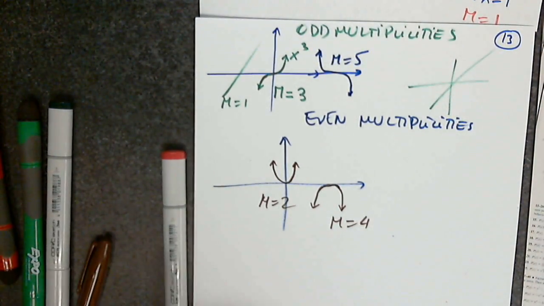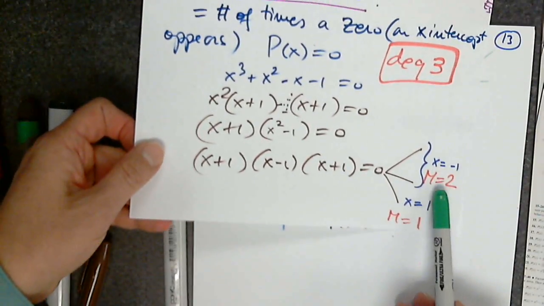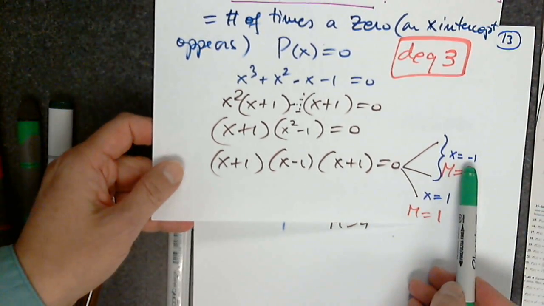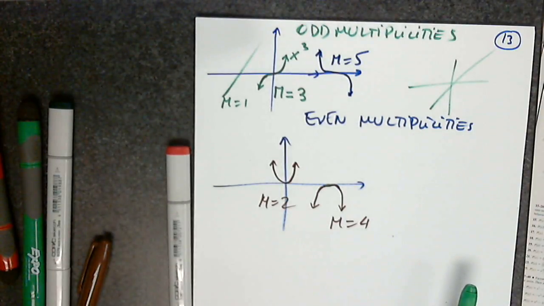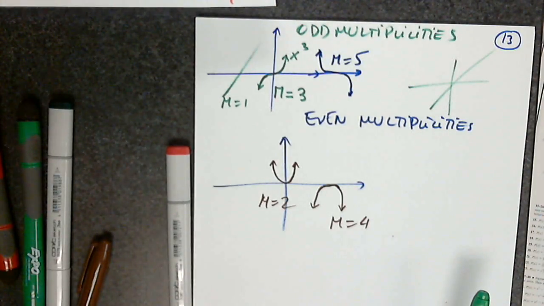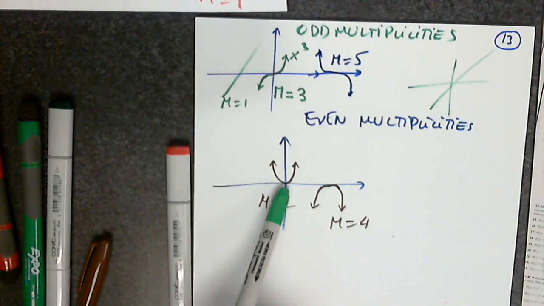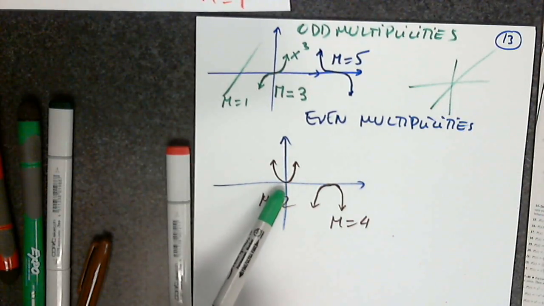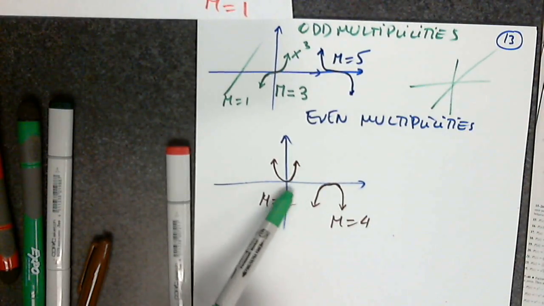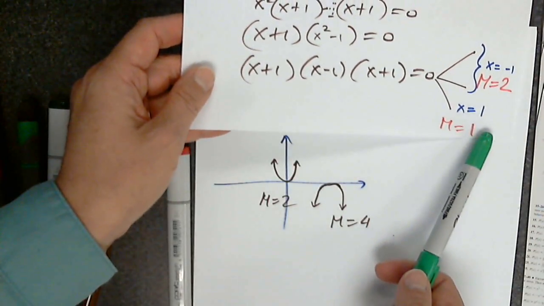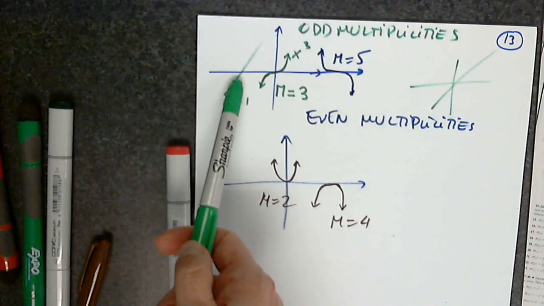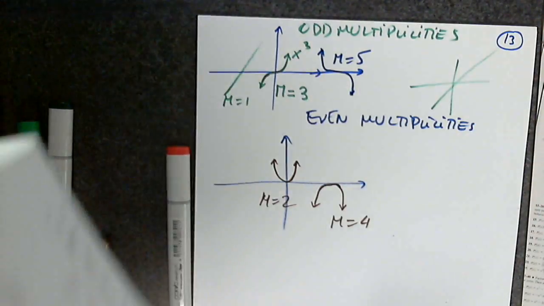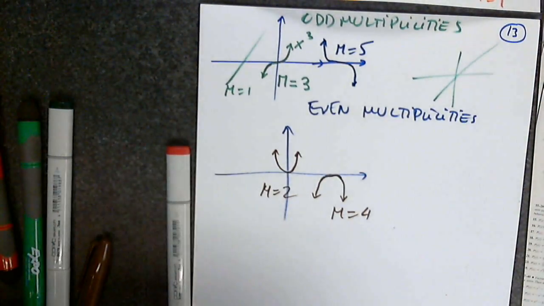So coming back to our function, for multiplicity 2, when x is -1, point -1 comma 0, which one will it be? Yes, it's just going to be longer at -1, right here. Something like this. What about multiplicity 1 for x equals 1? No problem. Something like this. Okay, that makes sense. Perfect. Good. Number 3.